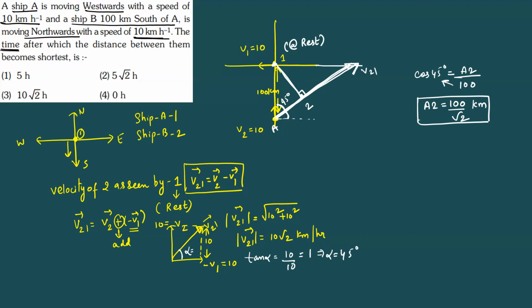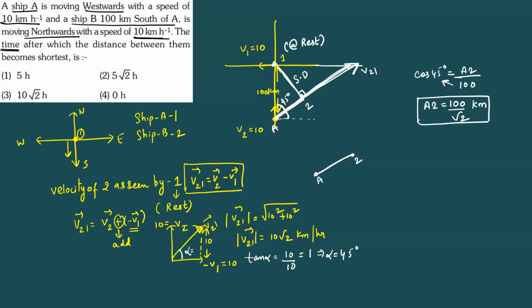But the question here is, we need to find the time after which the distance becomes shortest. So here you have to be very careful. See, when is the shortest distance achieved? When the particle is here, correct? When the second body is starting at A, and when it has reached 2, that is the time after which the distance has become shortest, isn't it? 1, 2 is nothing but the shortest distance. So 2 has to reach from A to 2. Then only the distance will become shortest, or we need to calculate the time after which the distance becomes shortest.